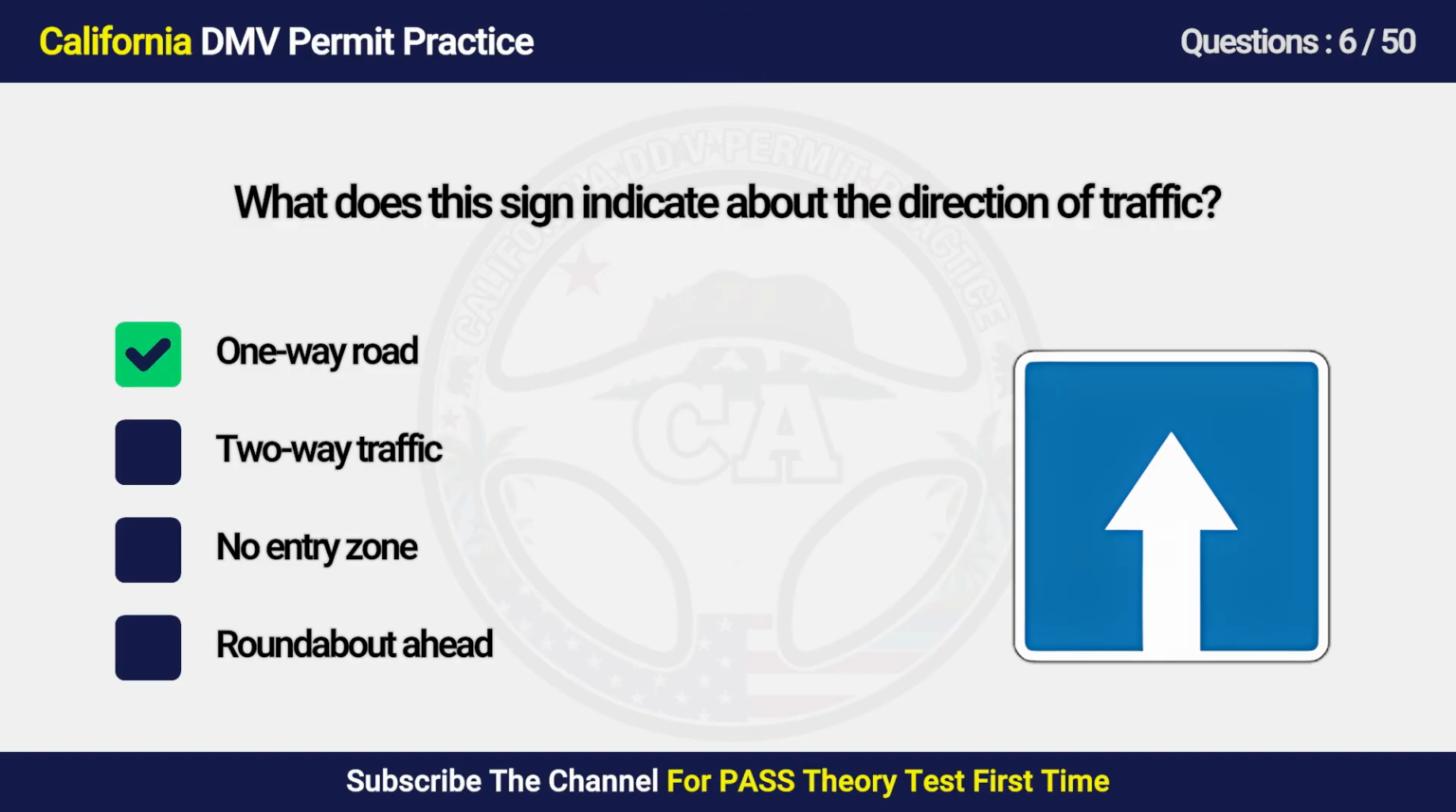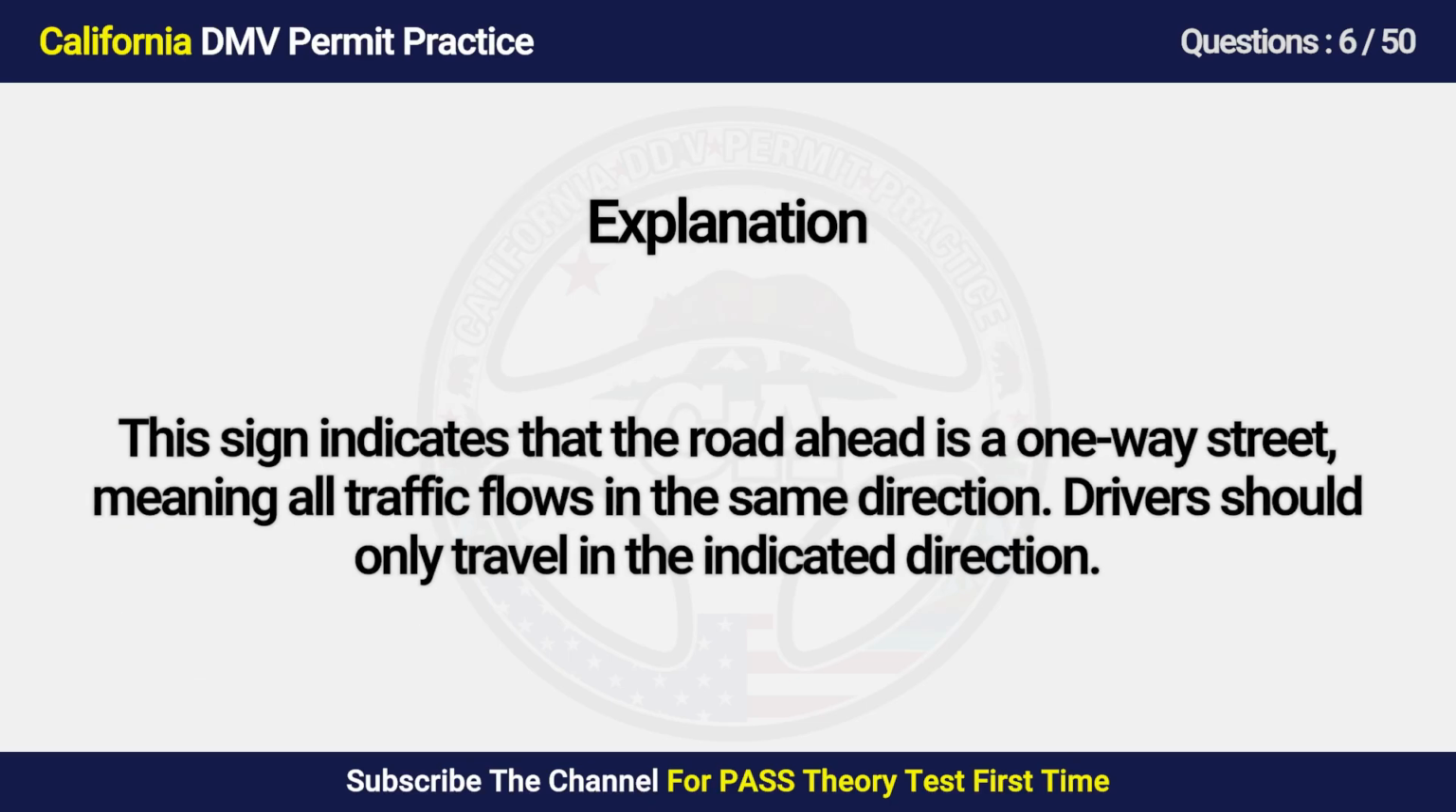Answer is A. One-way road. This sign indicates that the road ahead is a one-way street, meaning all traffic flows in the same direction. Drivers should only travel in the indicated direction.